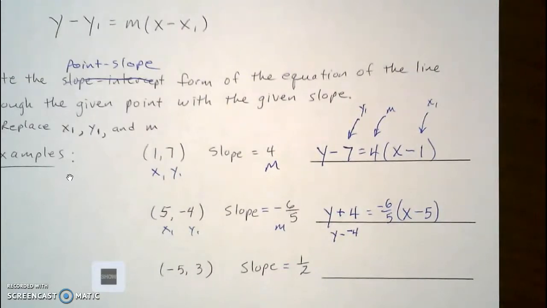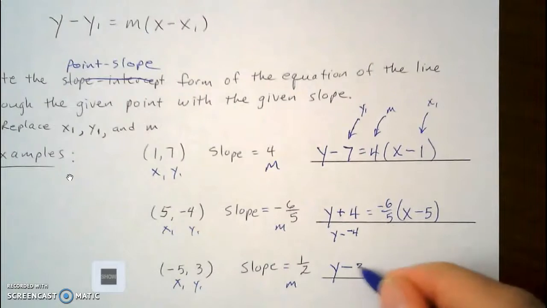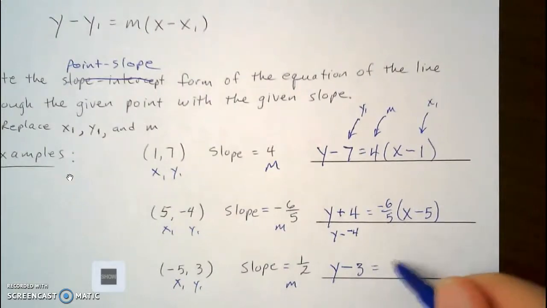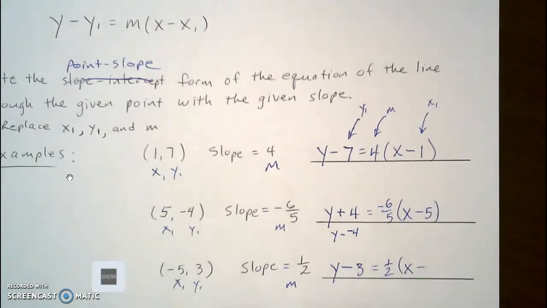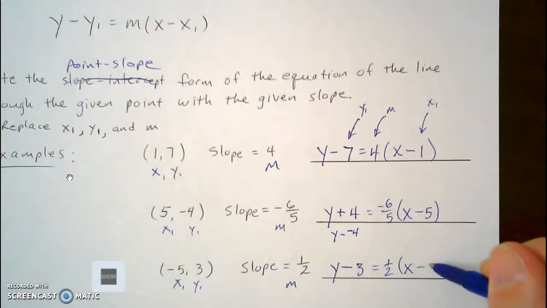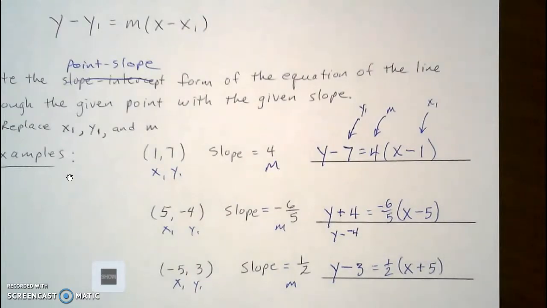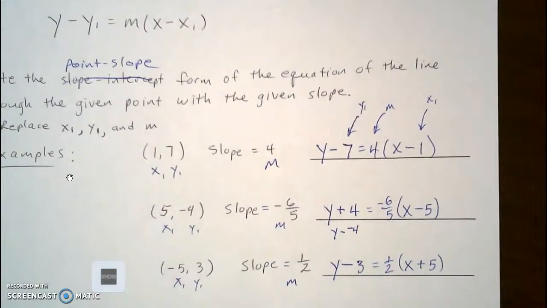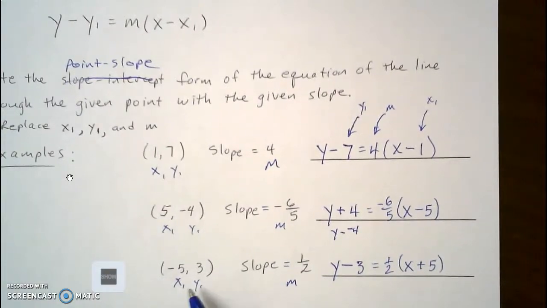Okay, well, maybe you paused it and tried it on your own. If not, well, you're going to see me do it anyway. So I'll label x1, y1, there's m. y minus, y is 3, equals, slope is 1/2, x minus, now again, x is negative. If you want to write x minus, then put a negative 5, you can, but I'm going to just do what I did on the one above and write it as a positive. That's writing equations in point-slope form when you're given a point and the slope.